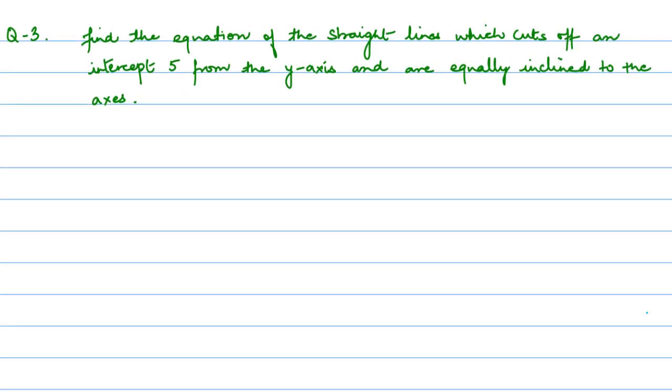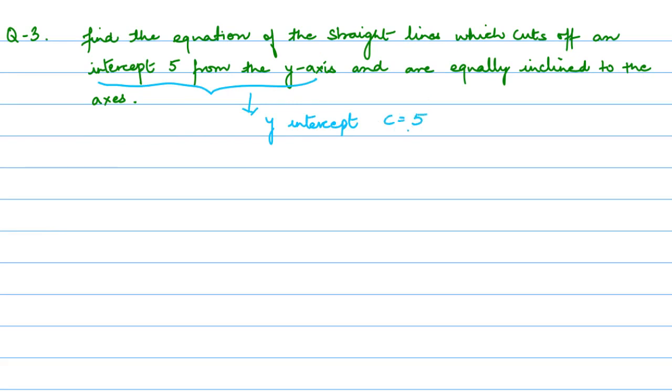Next, find the equation of the straight lines which cut off an intercept of 5 from the y-axis and are equally inclined to the axis. This is a very important question. The first thing that we know is our line is cutting off an intercept of 5 units from the y-axis. This simply means we know the y-intercept. Y-intercept means the value of C, that is 5.